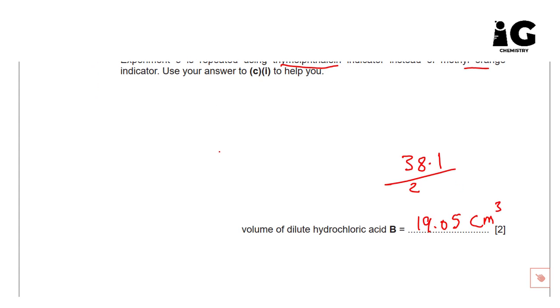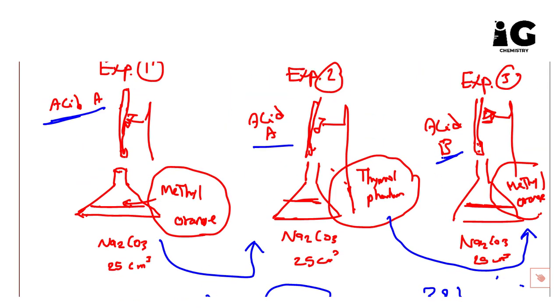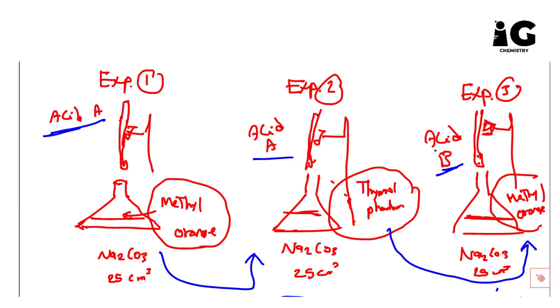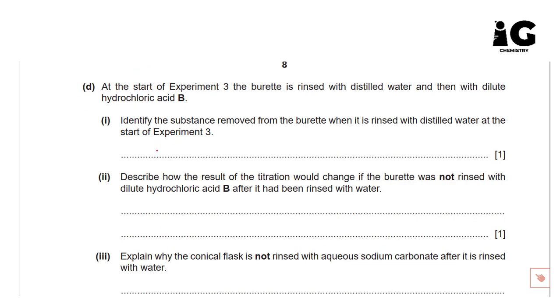Okay, guys? Letter D: at the start of experiment 3, the burette is rinsed with distilled water and then with dilute hydrochloric acid B. Letter (i): identify the substance removed from the burette when it is rinsed with distilled water at the start of experiment 3. So here in experiment 3, when we rinse, see guys, this is acid B. It is supposed that the burette was filled with acid A. So the substance rinsed out before starting experiment 3 is acid A. So here we can write acid A.